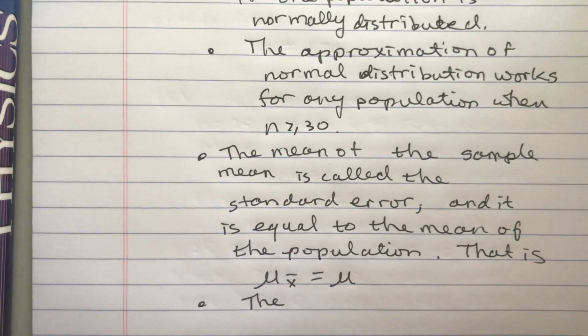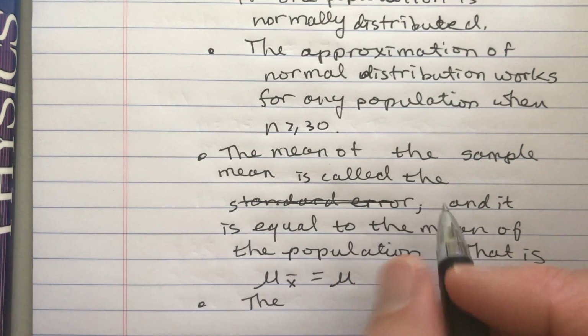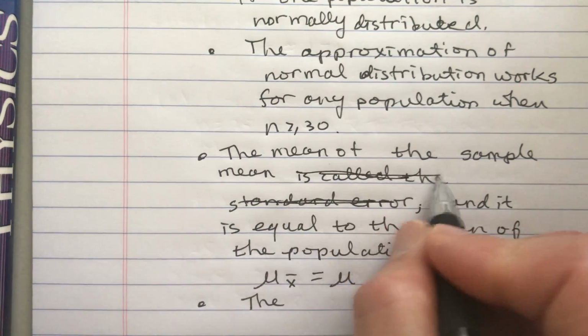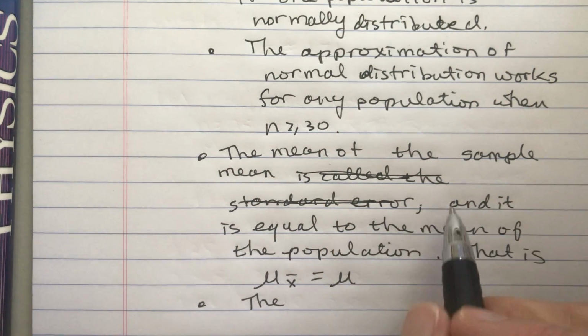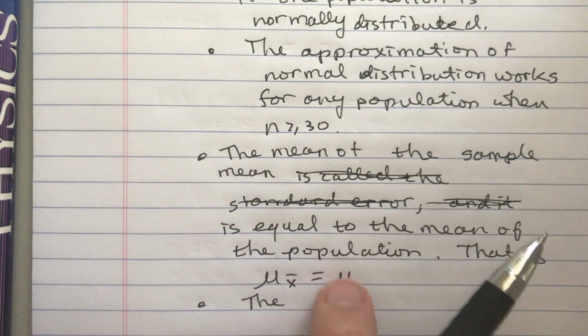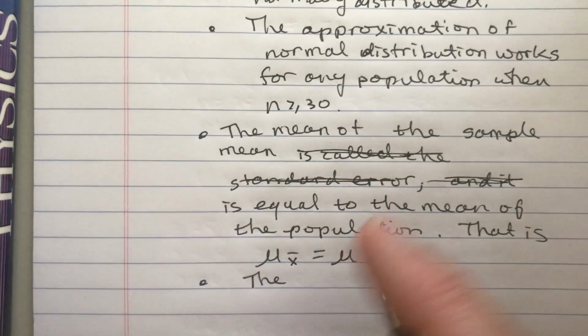Oh gosh, this is wrong. It's not the standard error. Just forget this. The mean of the sample mean is equal to the mean of the population. The standard error is the next one.